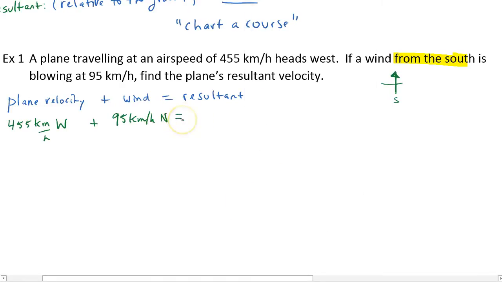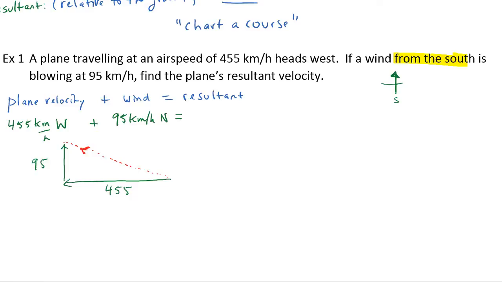We're going to figure that out. When we draw these arrows, I like to draw the east-west ones first. The fact that it comes first in our equation is fine, but we're going to draw the west one first. So we're going west 455, and now we're going north 95. We're going to get a resultant, and I'll try to draw it in a nice dashed line here. The resultant starts here and ends there, so this would be the direction of our resultant.